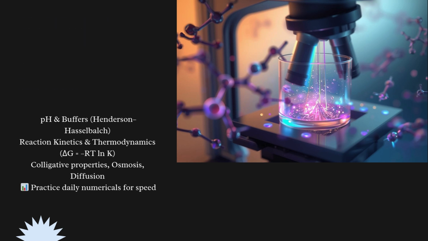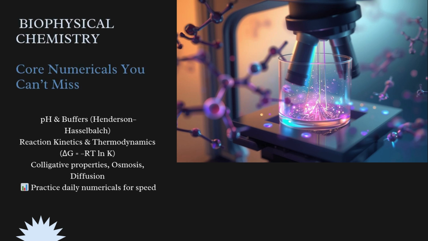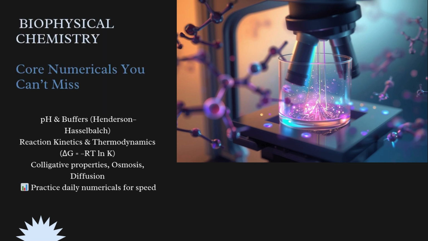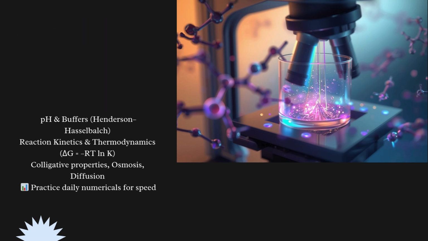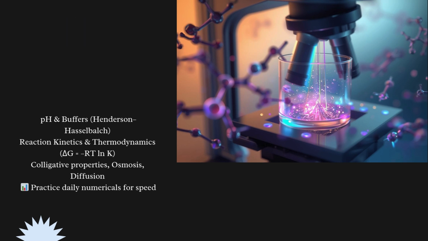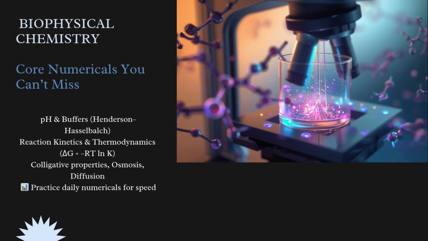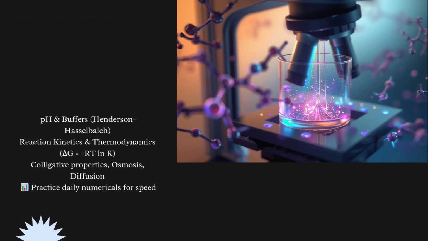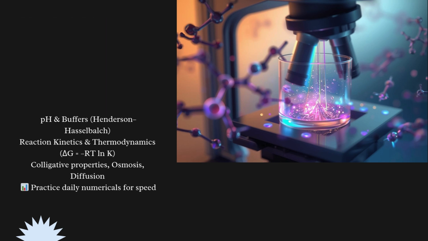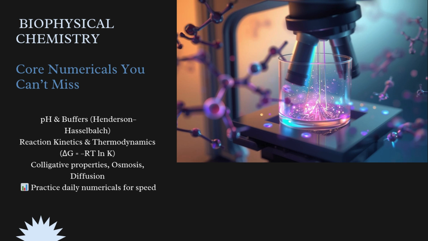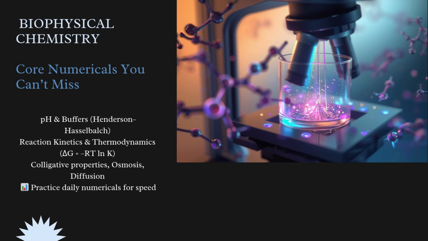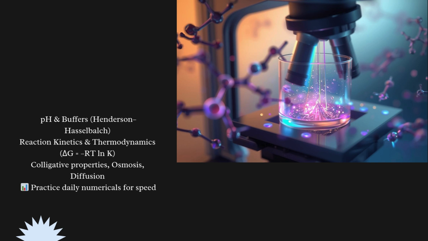Principles of biophysical chemistry. This is the numerical section of the unit. Focus on pH and buffer, Henderson-Hasselbalch equation, reaction kinetics, thermodynamics and delta G, colligative properties like osmosis, diffusion. CSIR loves asking numericals like, calculate delta G for a given reaction using delta G = -RT ln K, or find the pH of a buffer when base to acid ratio is given. So, make sure you understand formulas, not just memorize them. Practice small numericals daily, it builds speed and confidence.